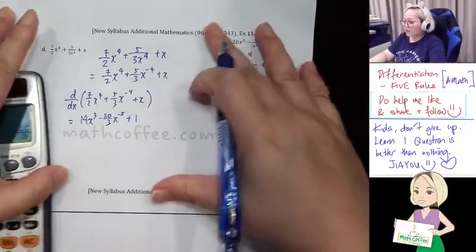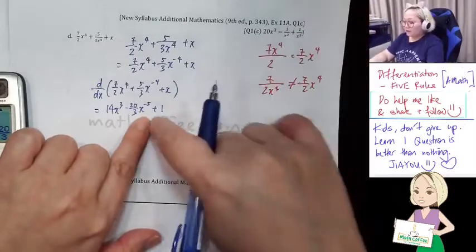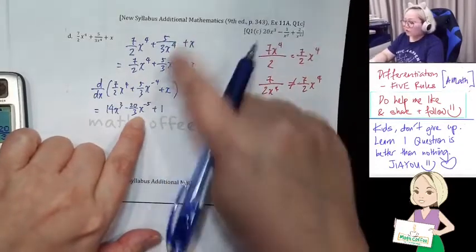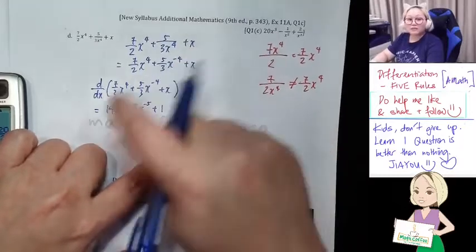Okay, but don't leave your answer like that, because we don't like to have negative index in the answer. For us to change to a negative index here in the beginning is for easier differentiation.